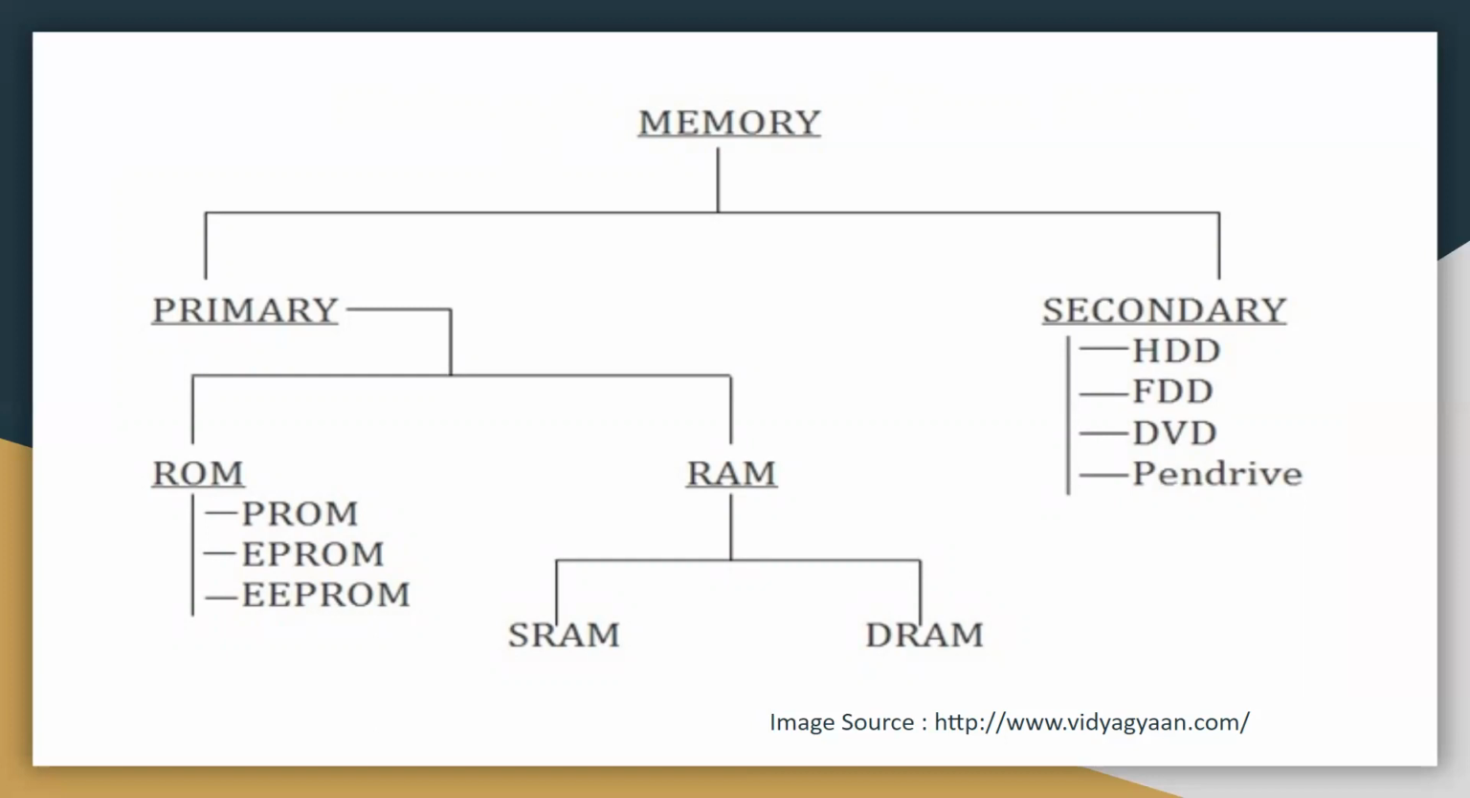Your computers cannot work without the primary memory. So this is something which is very much important. And this is faster than your secondary memory. So when I talk about primary memory, it is divided into 2 types, that is ROM and RAM. ROM stands for read-only memory.